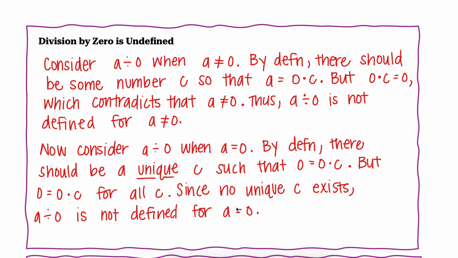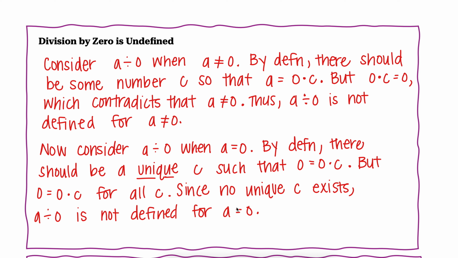That deals with a not equaling 0, but there's that one other case left when a equals 0. So we're going to look at that. Going back to that definition again, this is where that word unique comes into play. By definition, there should be a unique number c such that 0, that's our a, equals 0 times c. But 0 times c equals 0 for all values of c. It's not just one number c. Anything you plug in there, 0 times 4 is 0, 0 times 17 is 0. We don't have a unique value c, and that word unique is important.